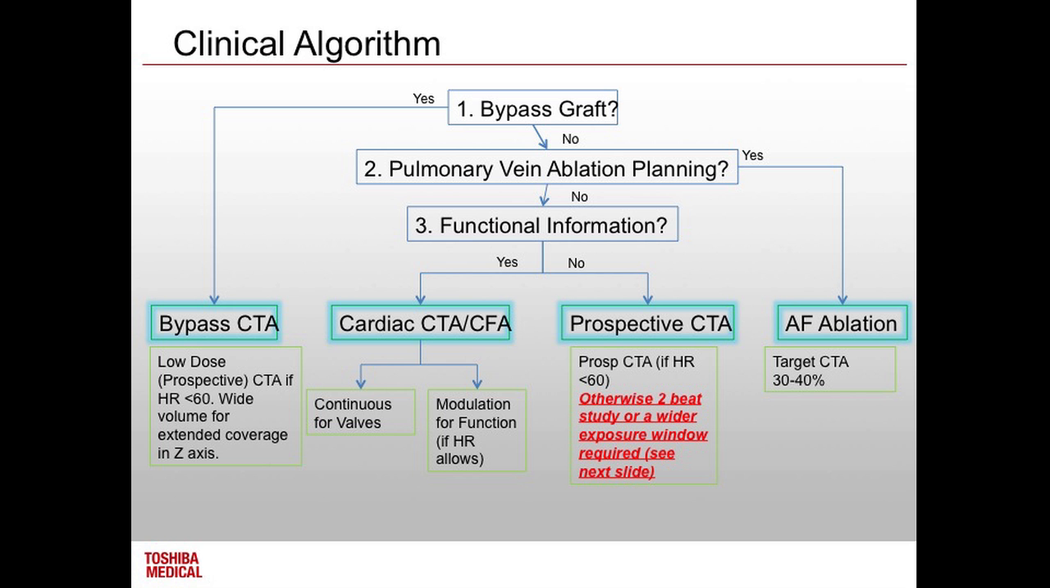First question you ask the patient: bypass graft? Yes, so you do a bypass graft. No. Is it for pulmonary vein ablation planning? For pulmonary vein, all we're really interested in is the pulmonary veins, so we don't get too concerned about the blood vessels. A lot of the times we don't even beta block the patient, we'll just come in and have the scan. If it's functional, which will be no, we go to prospective. So like 99% of the time, this is what you'll be doing. Prospective CTA, if the heart rate's under 60, I reckon we'll question that a little bit when the application specialist comes to do your training. I think we could probably go a little bit higher than that.